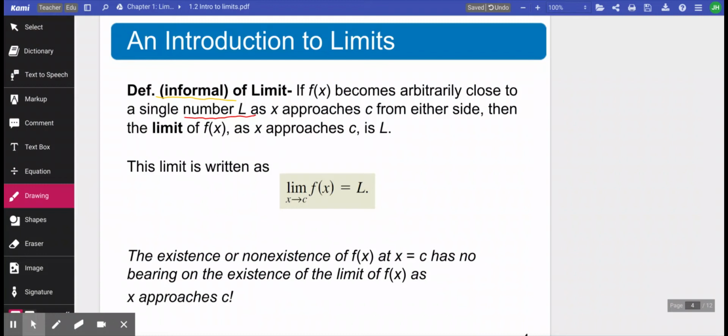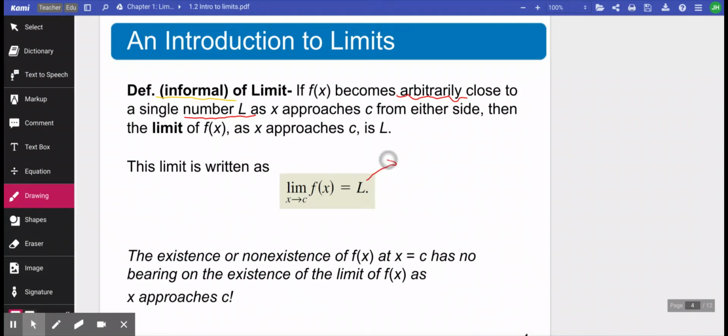Now, of course, that sounds very wordy, but basically, we're just saying if our function f of x, or our y values, become super duper close, arbitrarily close, to a particular number as x approaches from either side. Now, that doesn't mean just from one side or the other. That's saying as you look at it, if from the left and from the right, it's approaching a particular number L, then the limit of f of x as x approaches c is L. All right, and we'll write it just like this guy right here.